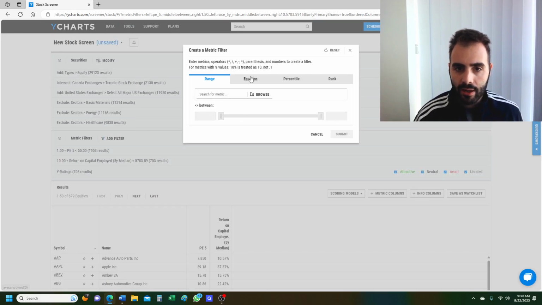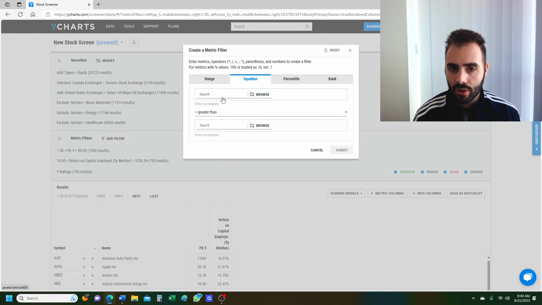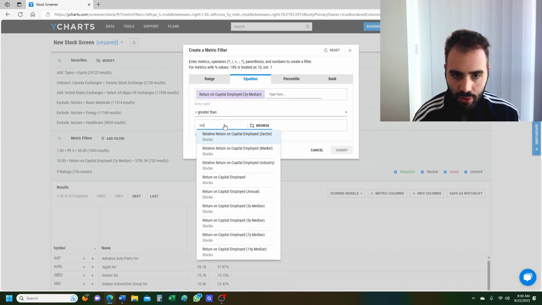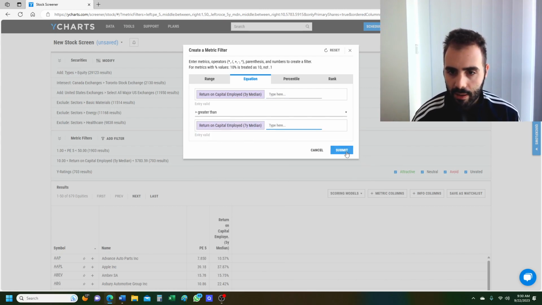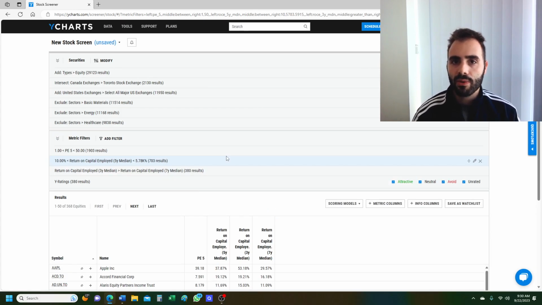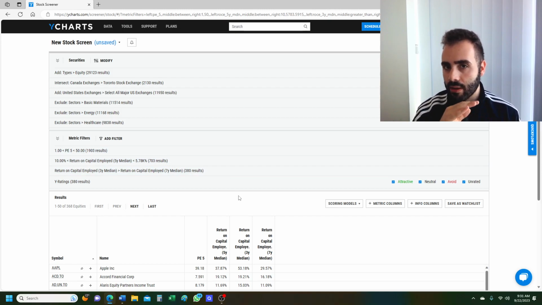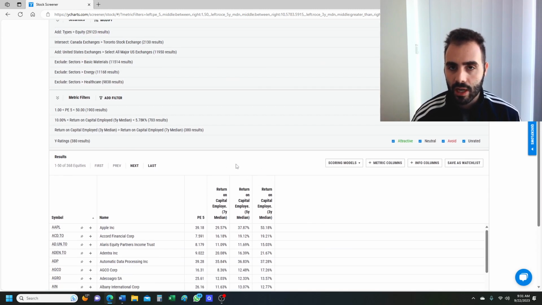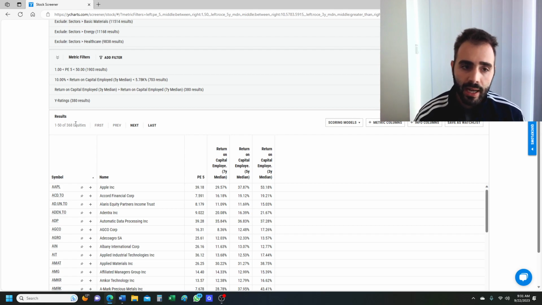Another thing you can apply on YCharts that's good is equations. You can set it so that your return on capital 3-year median is higher than your return on capital 7-year median. That's another one I sometimes apply, because I want to see that the return on capital is increasing over time rather than being eroded. If the return on capital is going down, that generally means the company is losing whatever advantage it has and is probably going to die out sooner rather than later. Decreasing return on capital is probably one of the worst signs you can have, so we want to eliminate that. And now all of a sudden you get it down to only 400 companies.